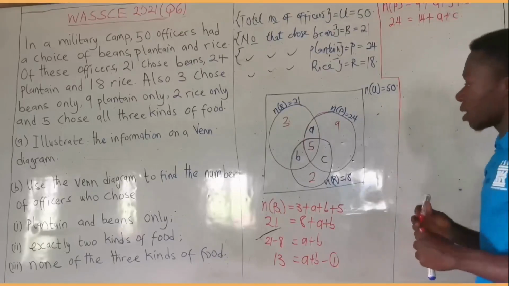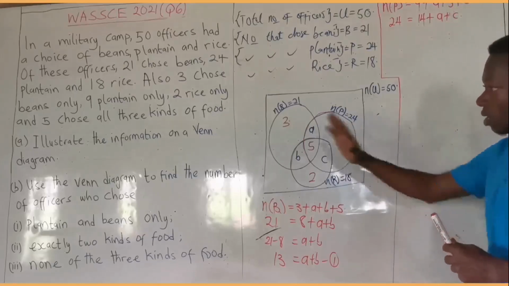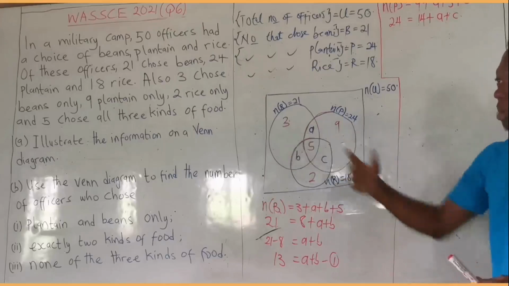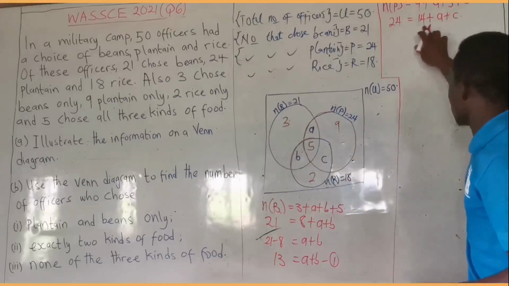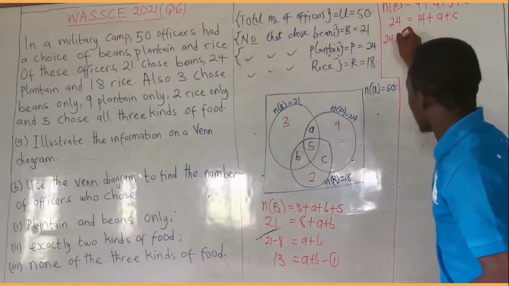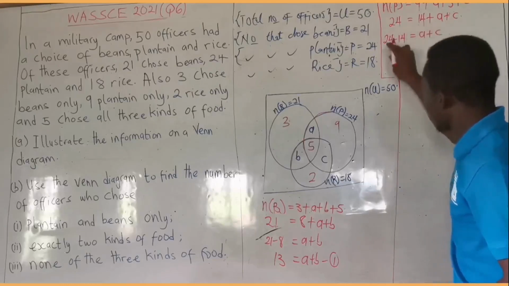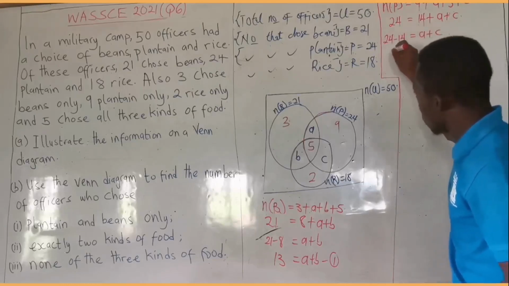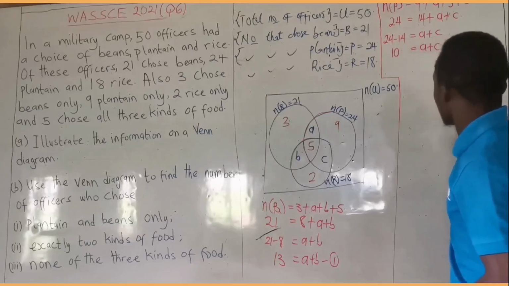So that is the approach we use to solve this question. Without this, you can't solve the questions being asked in this case. So A plus C, right? 24 minus 14 is going to give you A plus C. So that is 10, and that is equal to A plus C. And that is equation 2.